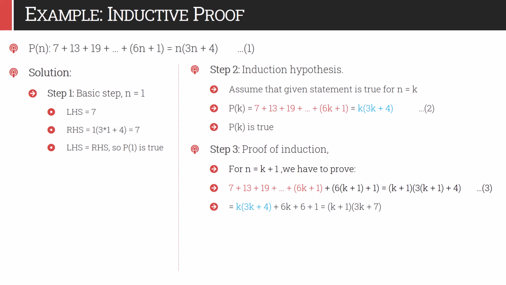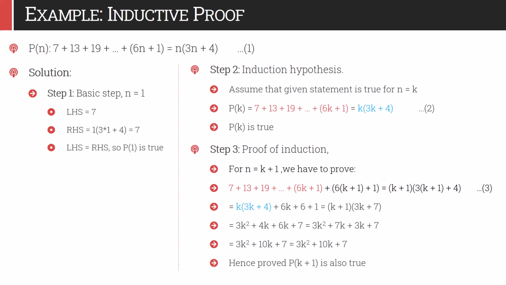Let us multiply k inside on the left hand side. So we will have 3k² + 4k + 6k + 7. And on the right hand side, we are multiplying k plus 1 with all the terms of the next part of the equation. So that would be 3k² + 7k + 3k + 7. If you look carefully, on the left hand side that would be 3k² + 10k + 7, and on the right hand side also we have 3k² + 10k + 7. And it proves that the left hand side is equal to the right hand side, and hence P(k+1) is true. So we can make the statement that the given P(n) is true for any value of n.